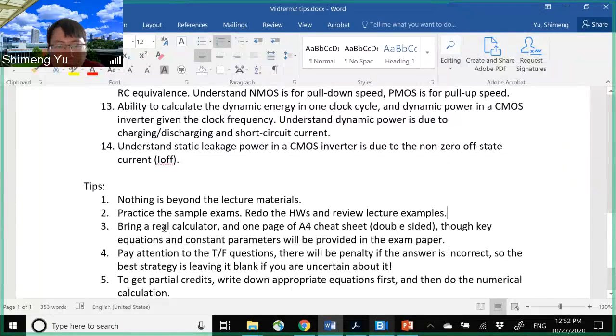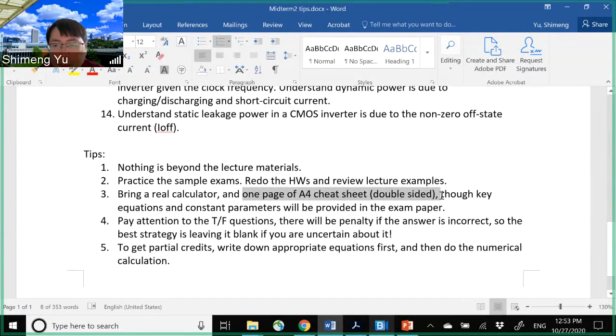So you need a real calculator for the numerical calculations, and this is irrelevant. This is for the classroom settings. But since we are open book and open notes, you can refer to the equation sheet we provided at the end of the exam papers, and we are going to discuss that in a minute.